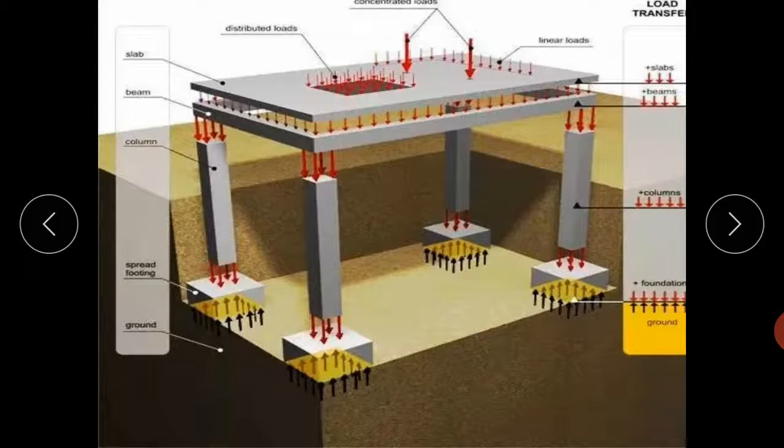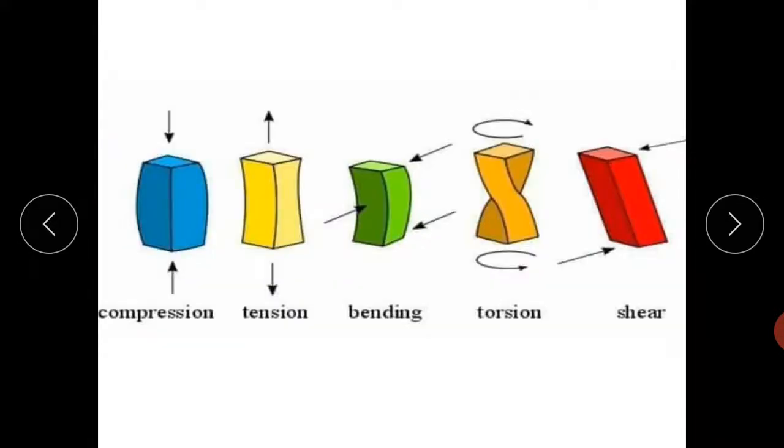So in a frame structure, load transfer is from slab to beam, beam to column, and column to foundation, and the total load is transferred to the hard soil strata. During this load transfer, some actions are applied on the members.